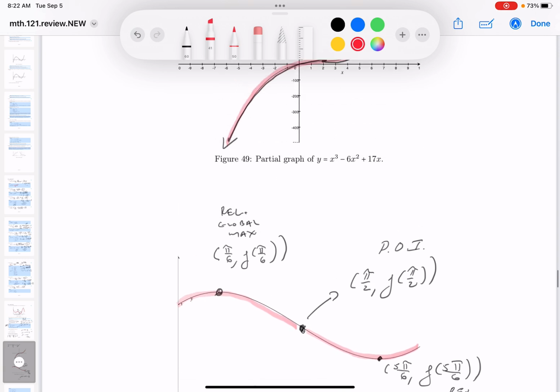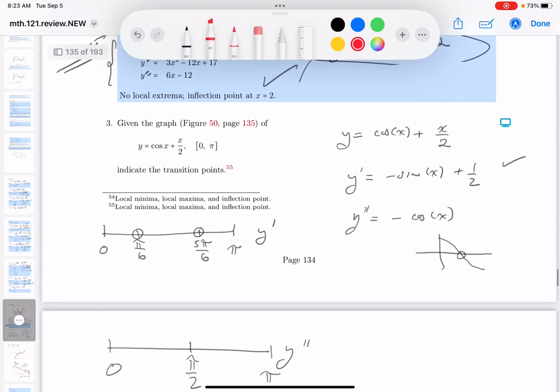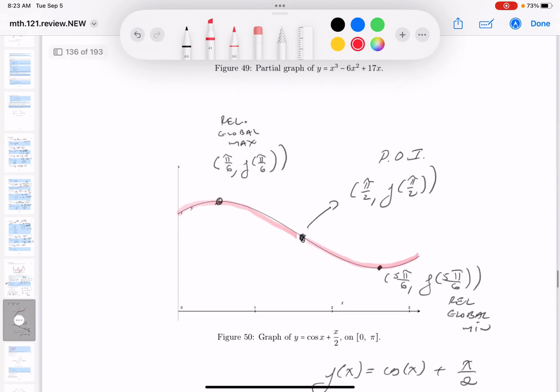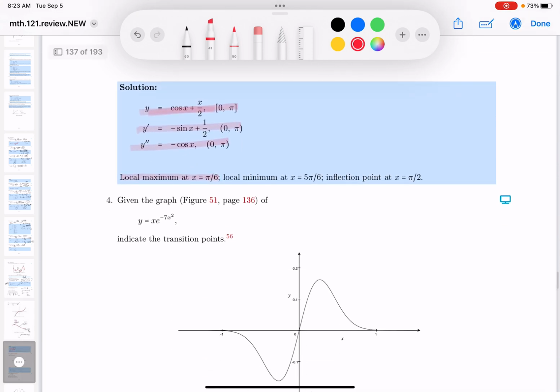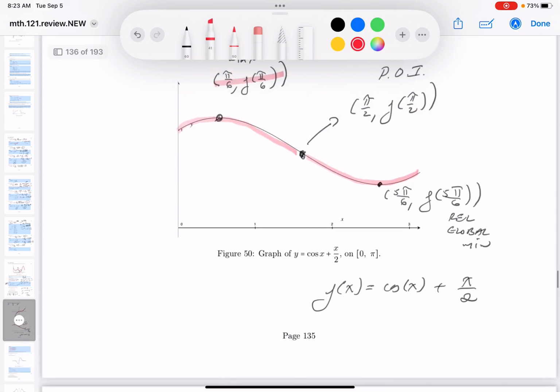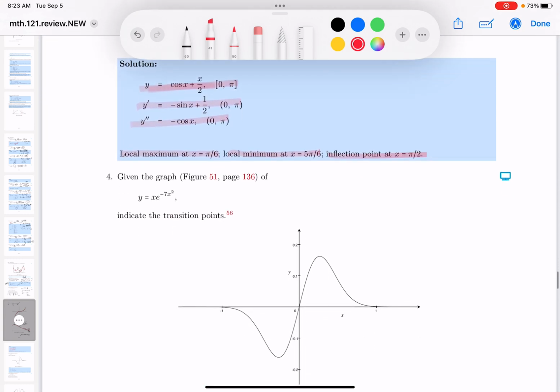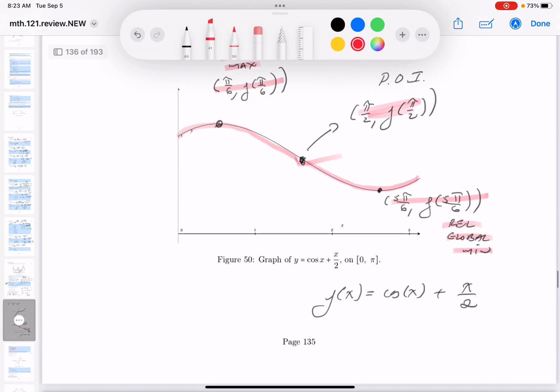All right? Let's look at the key and see how we did. I hope the key is written up so I can read it. This is problem number 3. The first thing to do is I wrote the function down, that's over here, and I wrote this one down and this one over here. Local maximum occurs at pi over 6. Relative, I got that. Local minimum, 5 pi over 6, that's right over here. It's also global, by the way. And what else did I put down? Point of inflection occurs at pi over 2, as expected. Thank you.